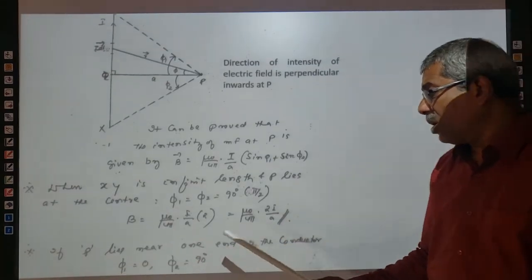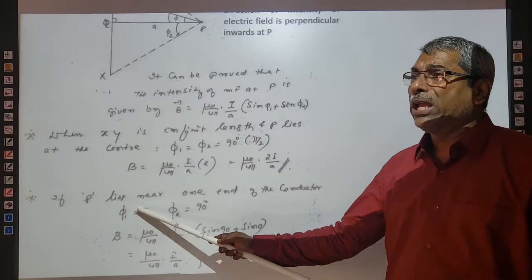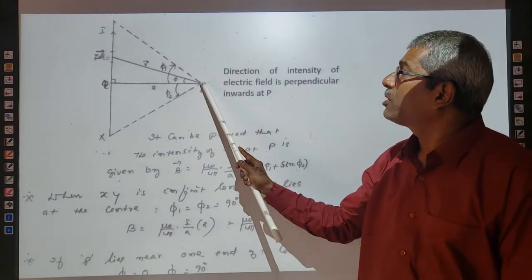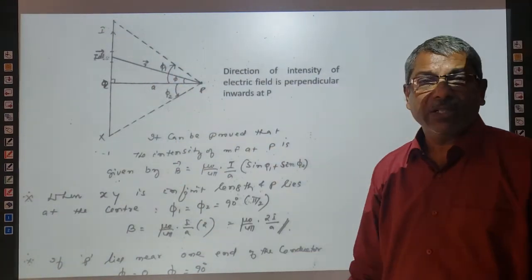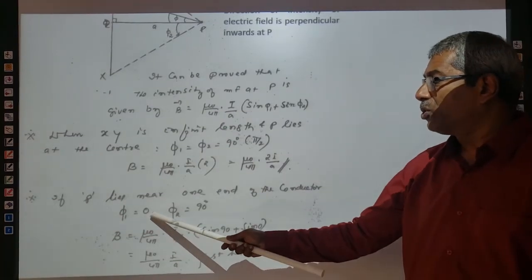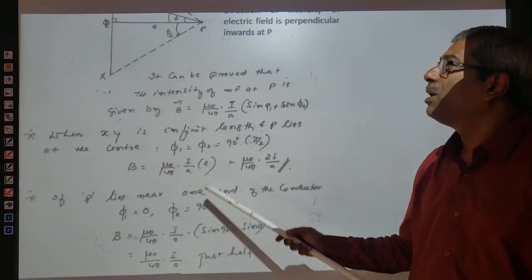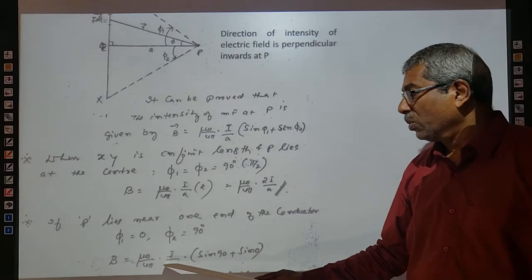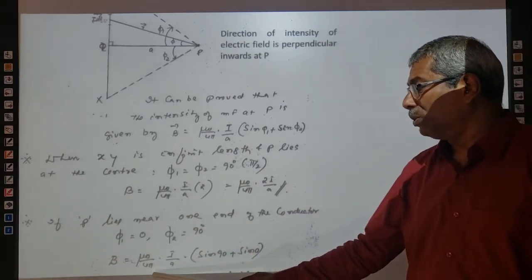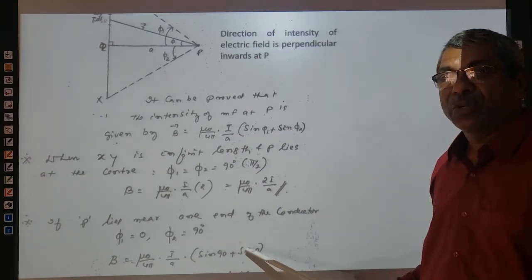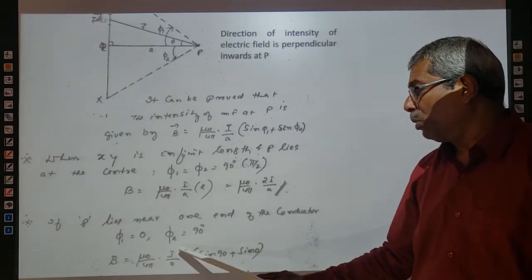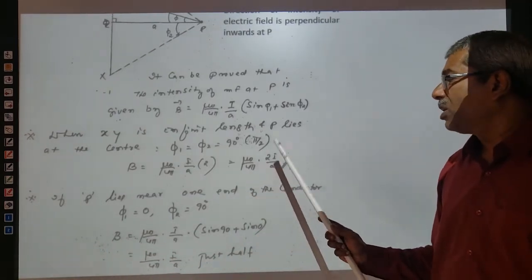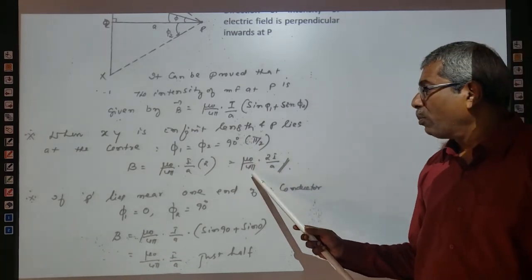If P lies at one end of the conductor, the other end is at infinity, so point P is here and the other part is infinity. Then you see phi 1 is equal to 0 and phi 2 is equal to 90 degree. Then B is equal to mu0 by 4 pi into I by A into sine 90 plus sine 0. That means that's equal to mu0 by 4 pi into I by A. That is just half of the first result you got, which was mu0 by 4 pi into 2 I by A.